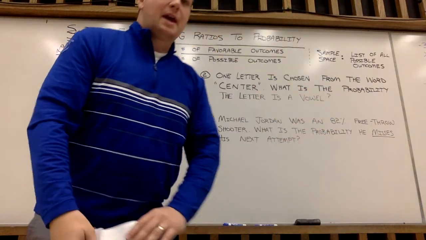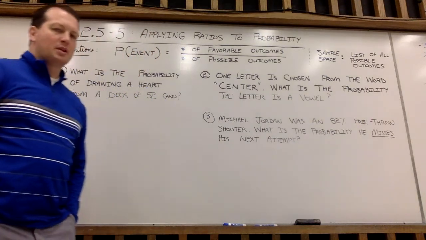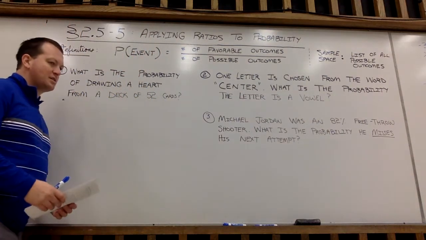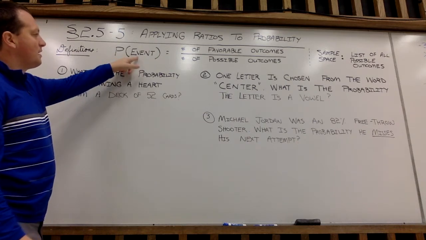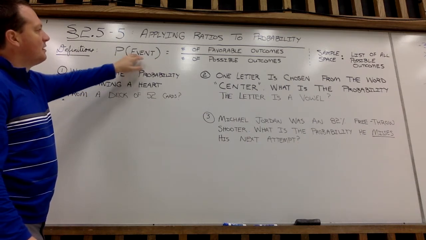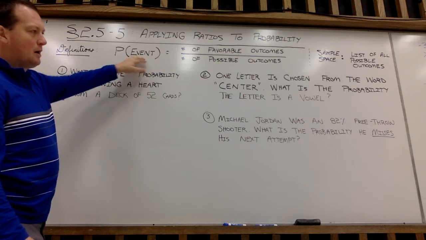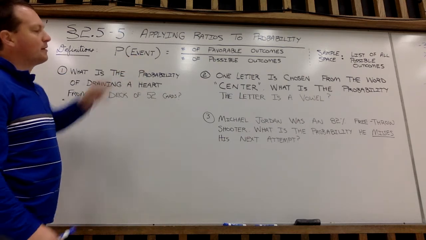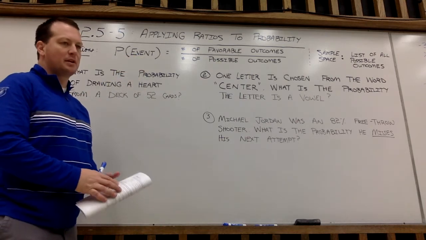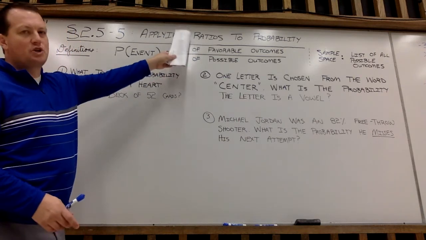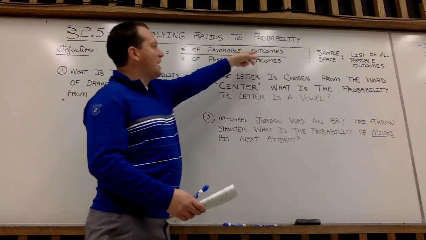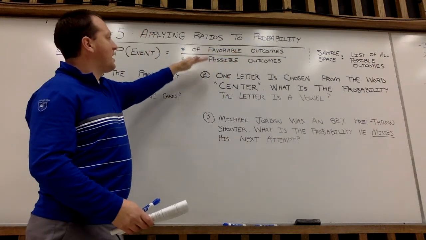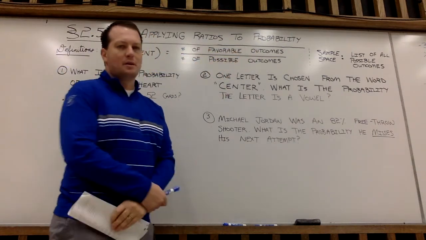So when we look at calculating the probability of an event, that is noted with this capital P, which means probability, and then in parentheses, event. That's what I'm trying to calculate the value of happening. So how I'm going to calculate the probability of an event as a ratio is take my number of favorable outcomes and divide that by the possible number of outcomes.